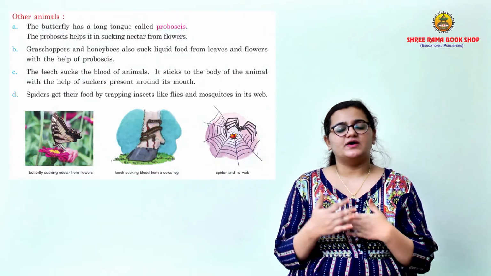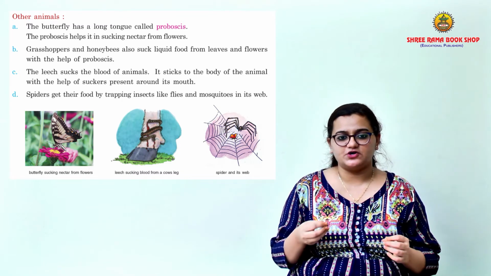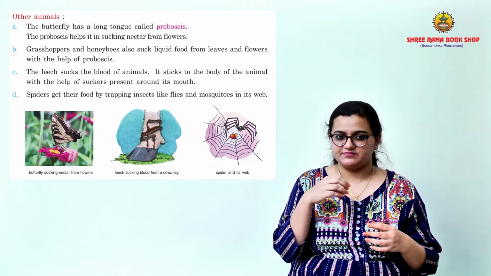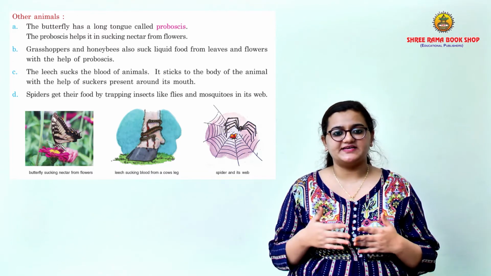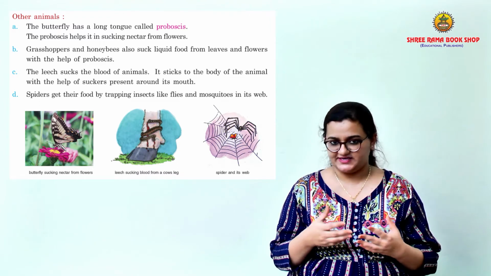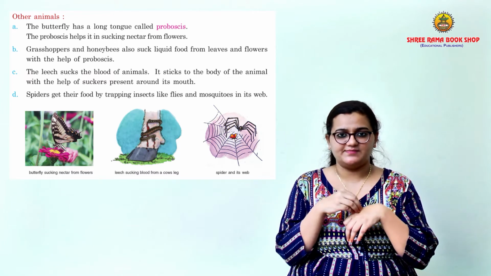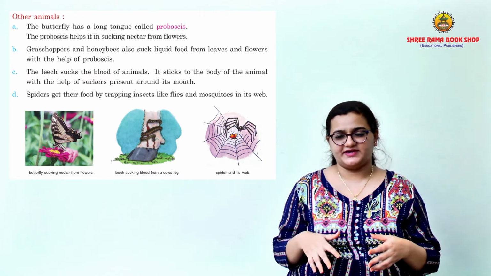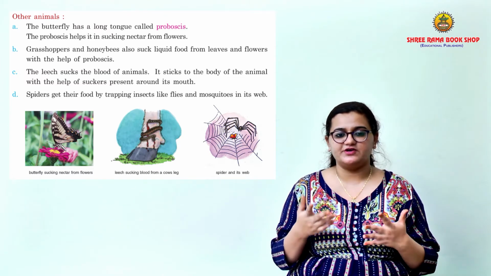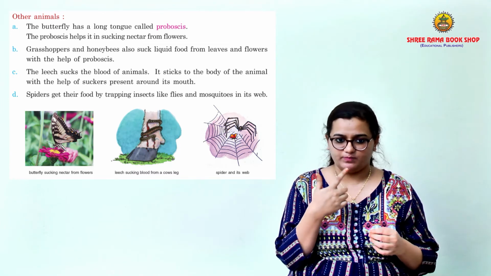Okay. Other than these, there are other animals like the butterfly, which has a long tongue called the proboscis, and the proboscis helps it in sucking the nectar from the flower. Grasshoppers and honeybees also suck the liquid food from the leaves and flowers. And the leech sucks the blood of an animal even without the animal knowing it. Without our senses, it can suck the blood and we cannot even know, because of the suckers present in its mouth.